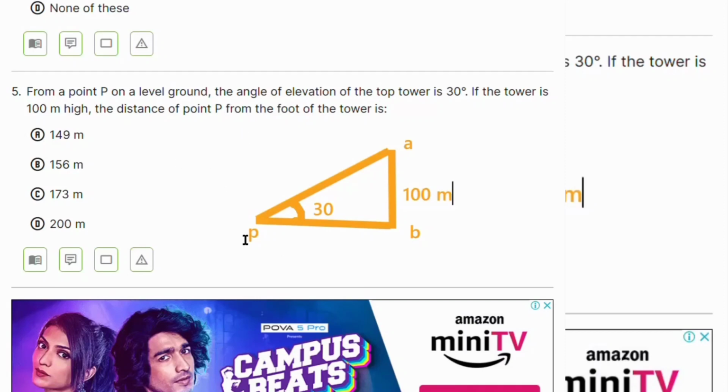The distance of the point P from the foot of the tower we get by using tan 30 degrees. So we will get this distance. This is a homework question for you. After solving this question, please write the correct option in the comment section.